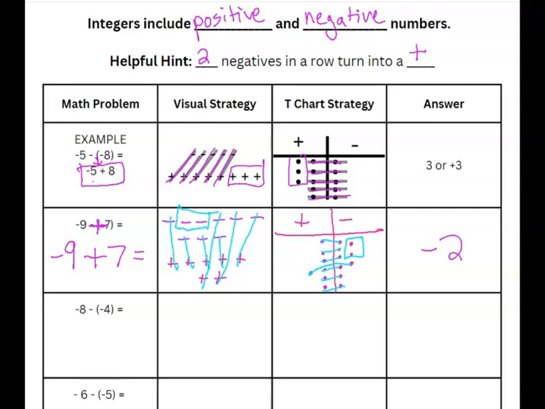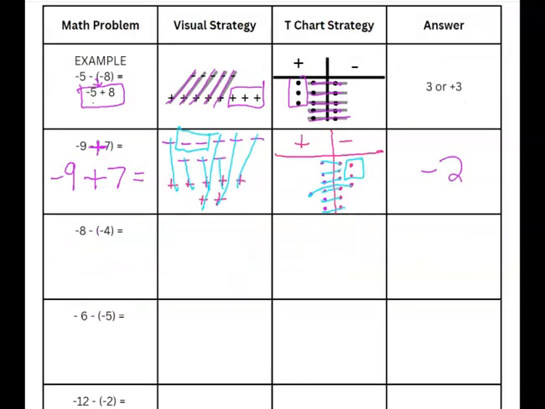The answer you should have gotten is negative 2. If we cross off 7 of the plus and minuses, there are only 2 left, 2 negatives or 2 dots on the negative side left over to give us an answer of negative 2. Let's take a look at the next question. The next problem says negative 8 minus negative 4. To rewrite that, I would take these two negatives that are together and make one giant plus sign, so my problem would say negative 8 plus 4.